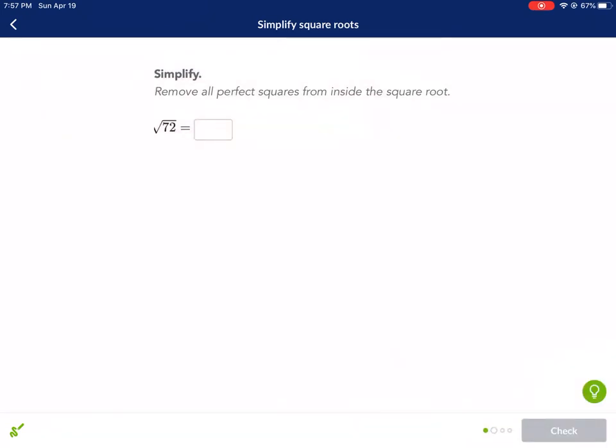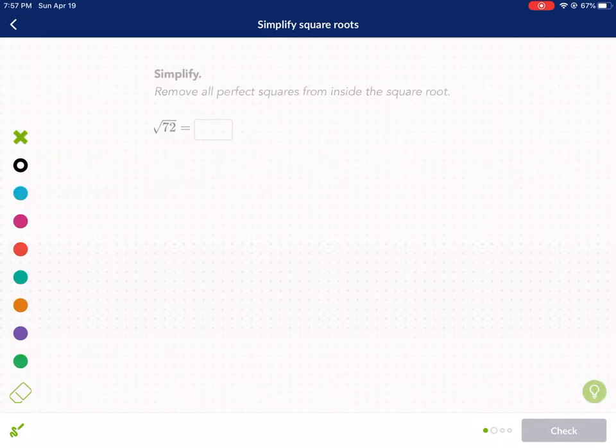Here we go. So 72 might be a little more tricky to think of perfect square factors, but again, you're limited to really 4, 9, 25, 36. So if you're looking through those 4 initially, obviously you see that 36 is going to be your perfect square factor. And what do you multiply 36 by to get to 72? You multiply by 2. So then we get 6 radical 2.